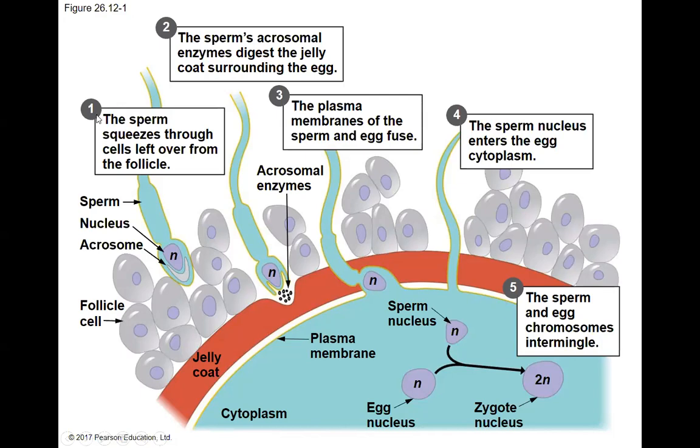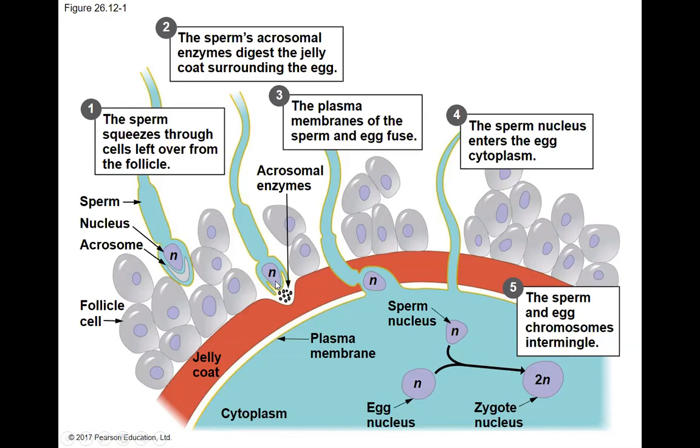So in the first stage, the sperm will squeeze through cells that are left over from the follicle. The egg is actually surrounded by these follicular cells. And you know now what the meaning of the word follicle is. It is the structure in which the egg is matured in the ovaries of the female, and then it is released at the time of ovulation. When the egg has been released, it is taken up by the oviduct, and at that stage, it is covered by some follicular cells. You can see them labeled here, these gray cells. So the sperm has to pass through these cells that are left over from the follicle.